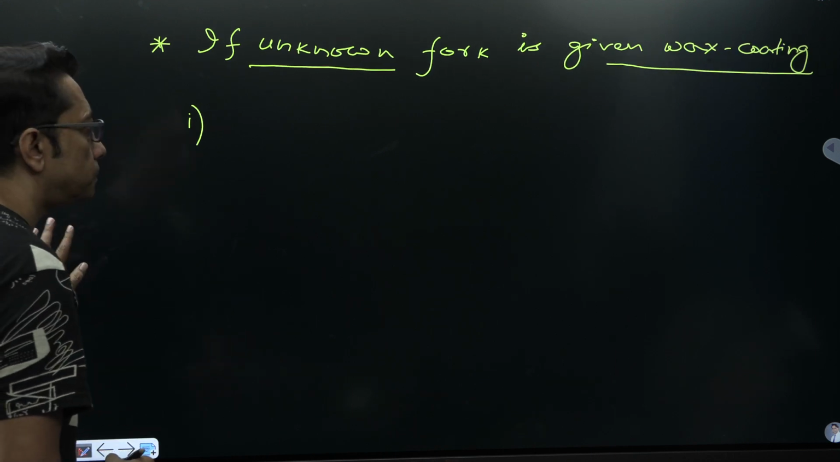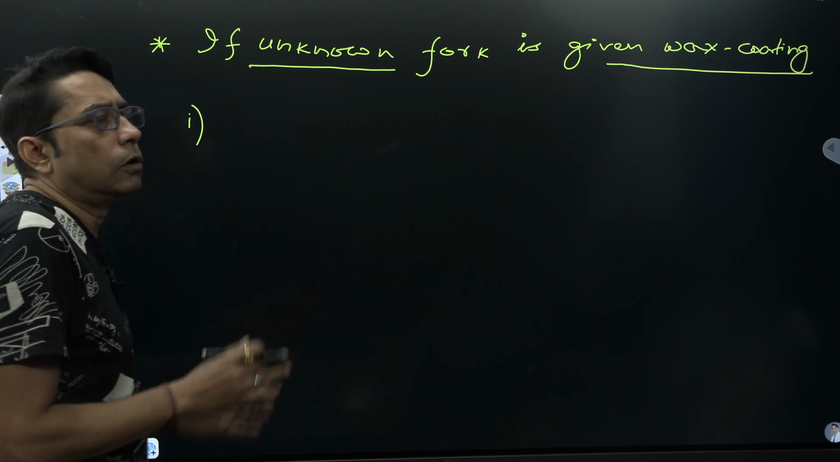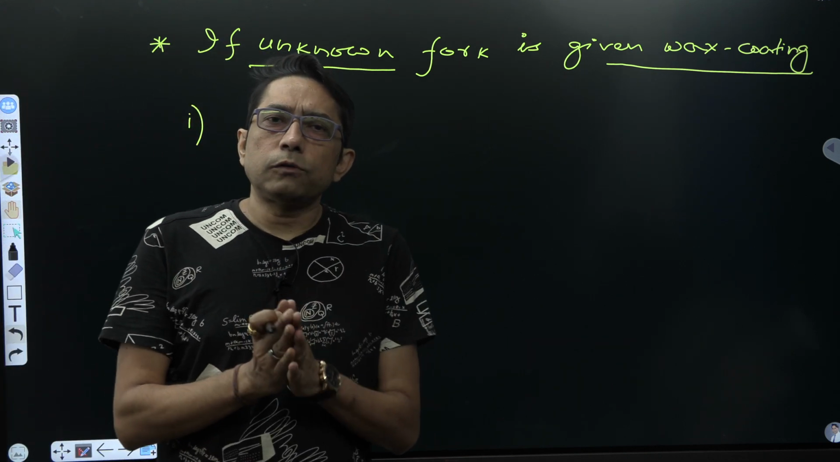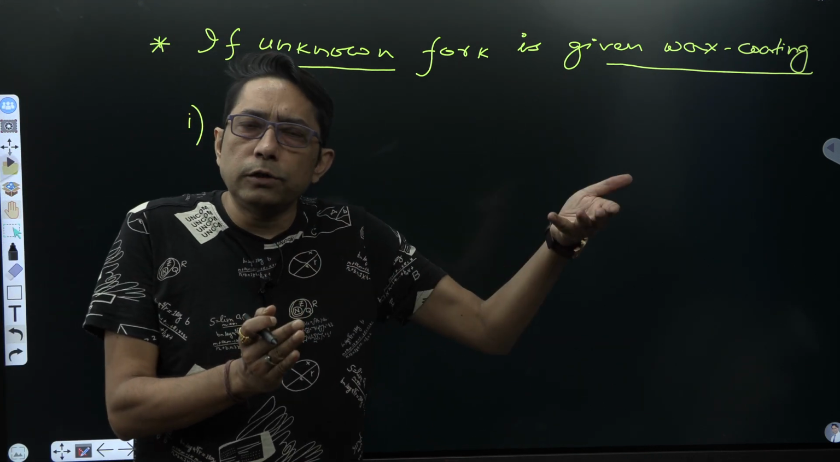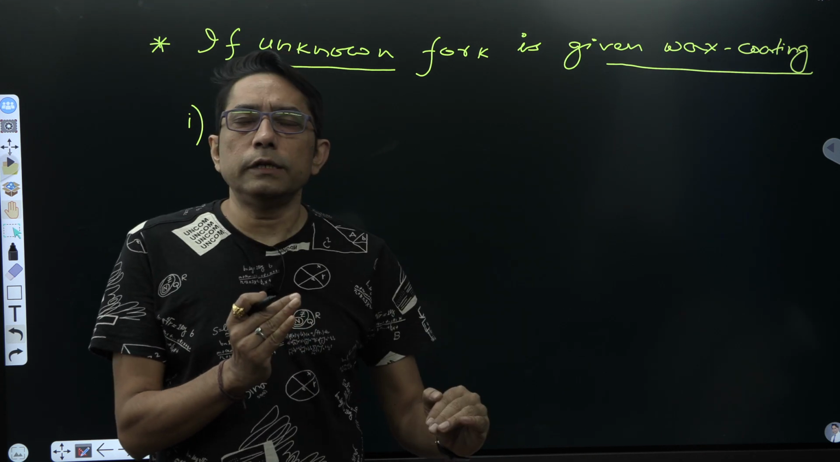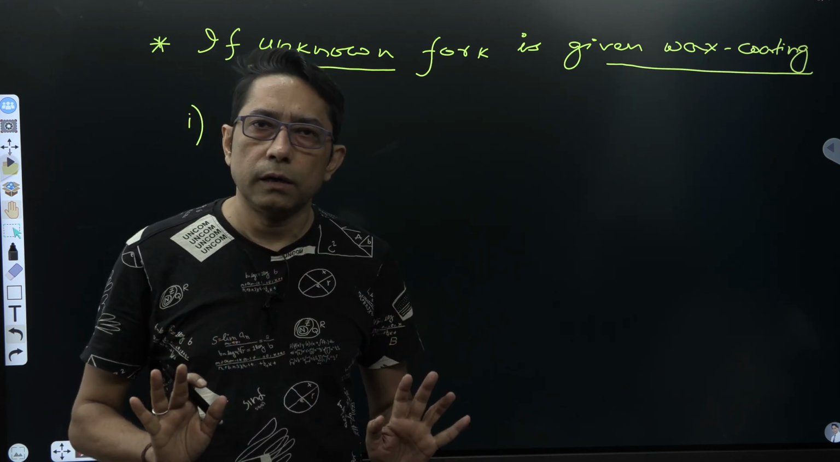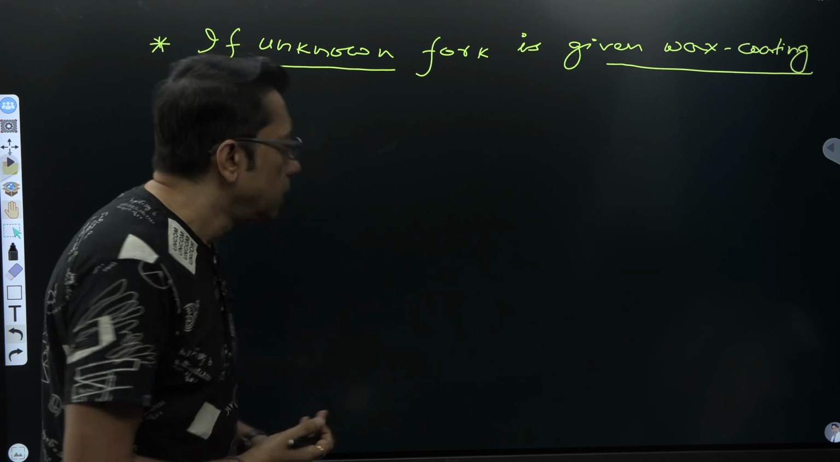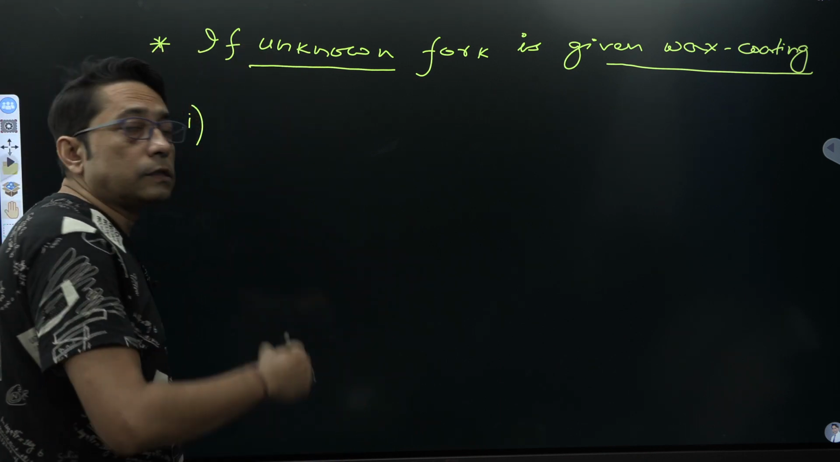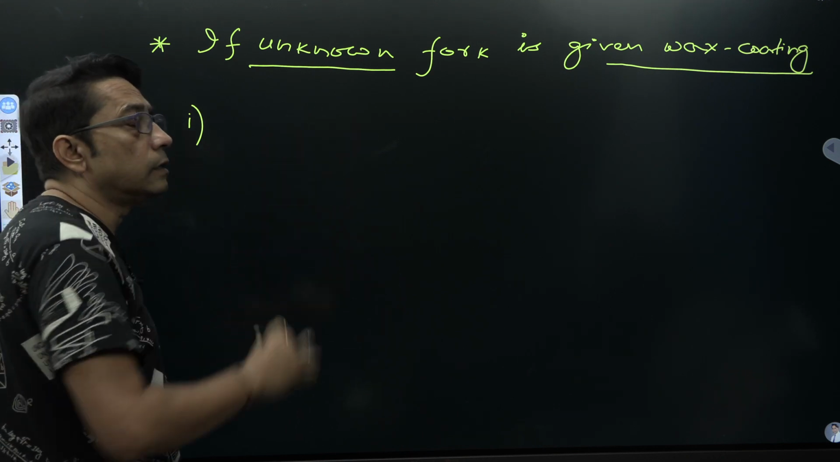And what is that? If the unknown fork is given wax coating, we saw from the last sum it would be either 4 more than 200, that is 204, the greater value, or 4 less than 200, that is 196, the less value. One of the two has to be the answer. That simple it is. So which one will be the answer? The greater one or the less one? I'm saying you can do it directly without looking at the whole sum.